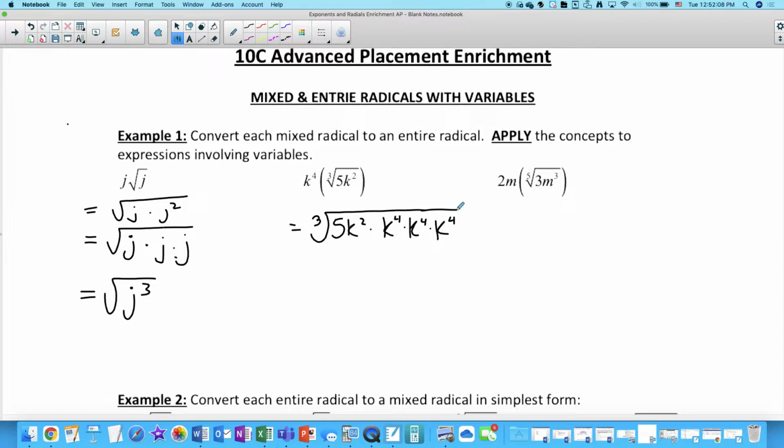Now at this point, we need to simplify. So here's where we're going to apply our exponent laws. This would be a product rule. So we've got the cube root. The coefficient is 5. And then 2 plus 4 plus 4 plus 4, that is 14.